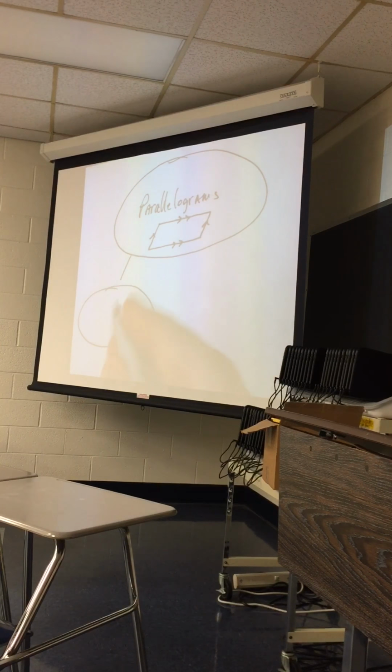And here we're going to say opposite sides are congruent. That means, in this picture, that AB is congruent to CD and AD is congruent to BC. So that's one characteristic. And then over here, draw another circle.